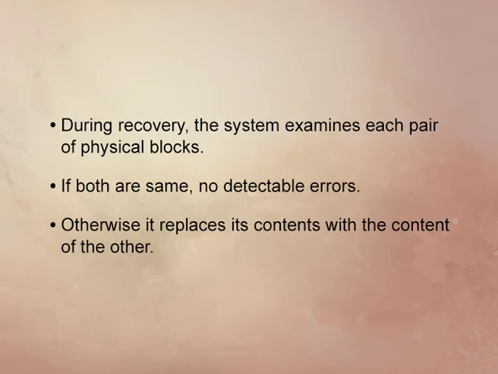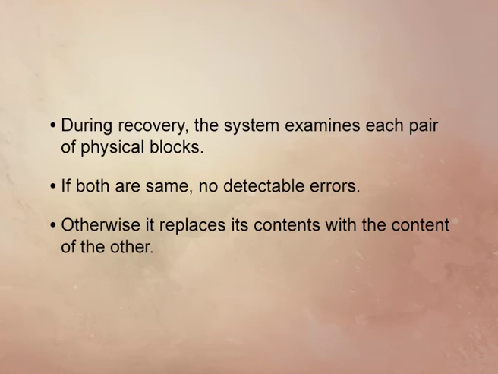During recovery, the system examines each pair of physical blocks. If both are the same, there are no detectable errors; otherwise it replaces the content of one with the other. So, the first physical block is written and the second block is also written. Then a comparison takes place, whether the data on both physical disks is the same or not. If both are the same and there are no detectable errors, then well and good, the operation is successful. Otherwise, it replaces its contents with the other. The first physical block is updated by the second one.